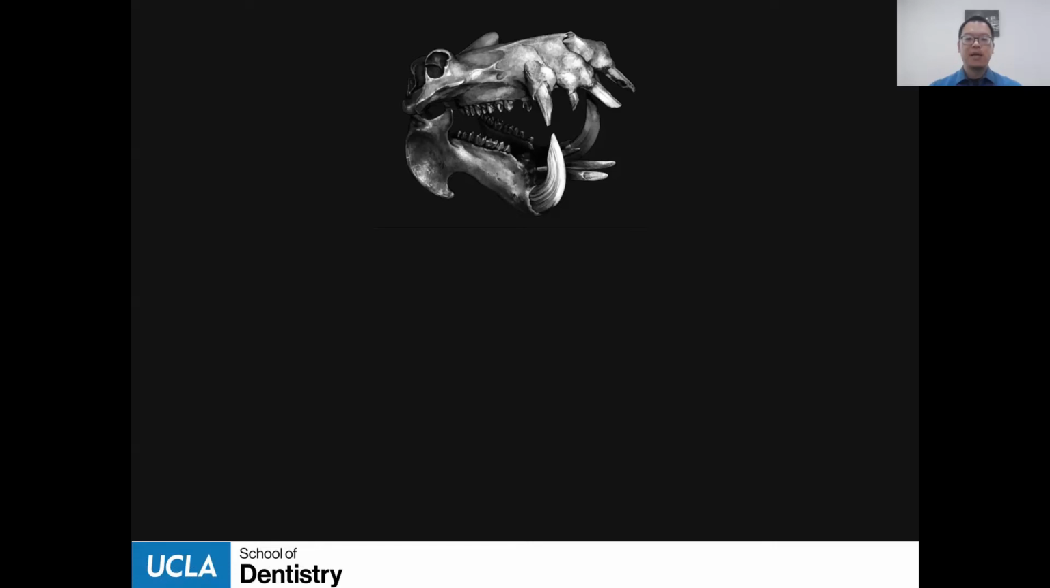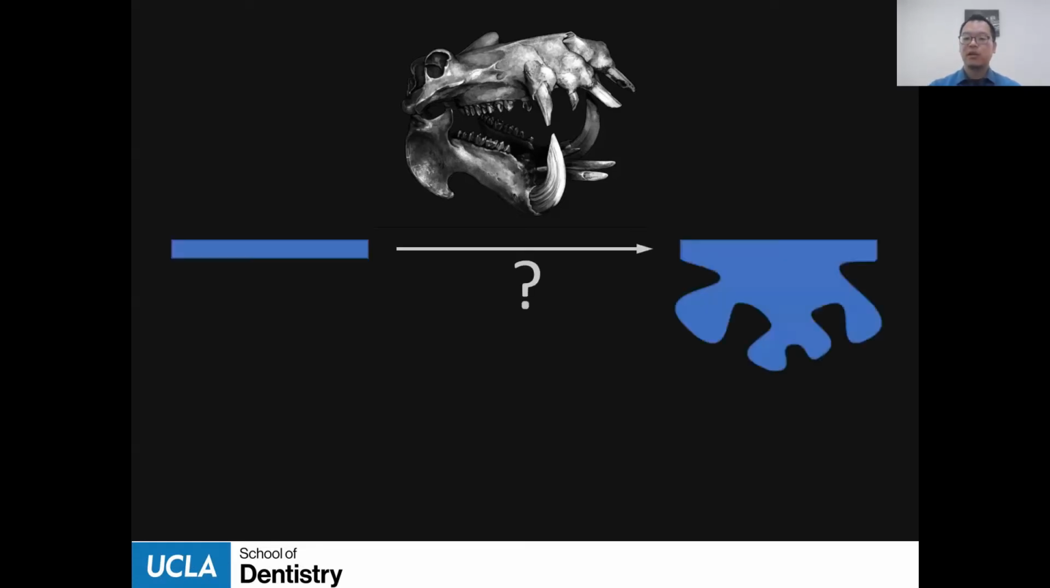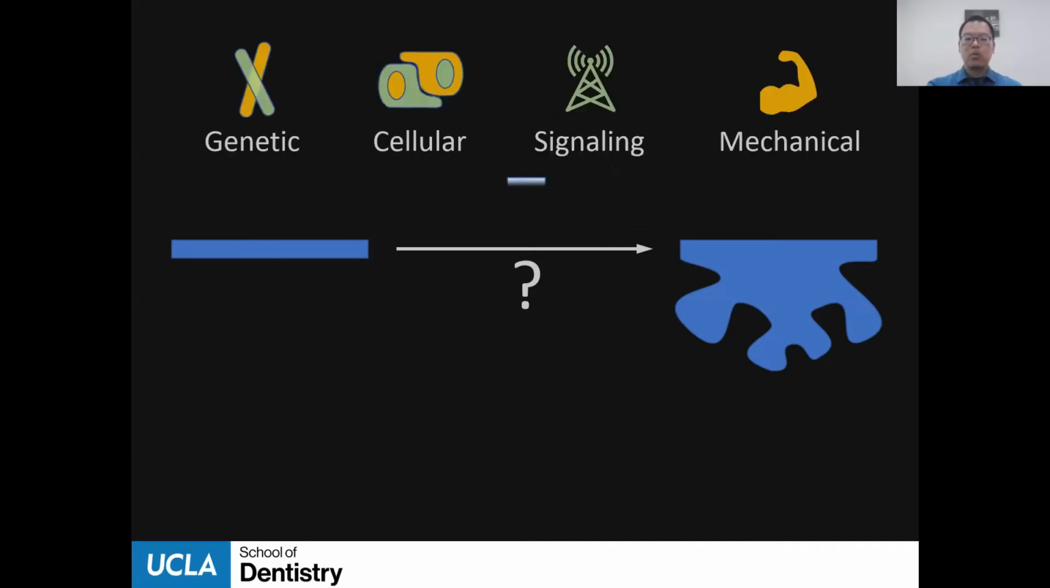During development, many of the structures within the vertebrate head develop from a single layer of epithelium. These cells then undergo complex morphological changes to arrive at their eventual morphologies. So in our lab, we're interested in understanding what are the genetic, cell biological, signaling, as well as biomechanical regulations that control this process. And we utilize many different techniques to study these questions.